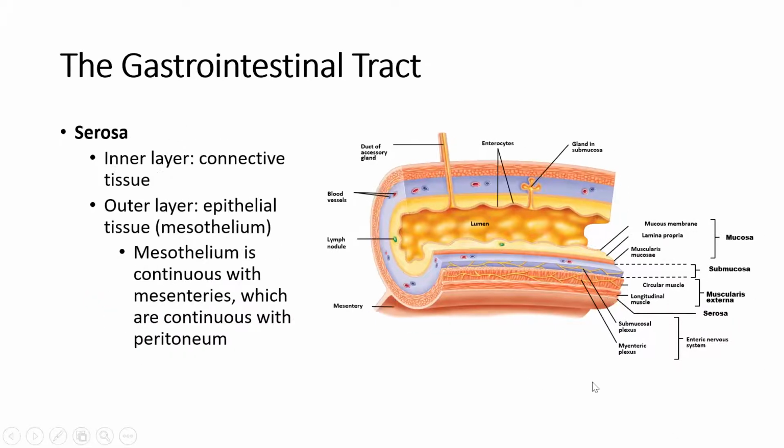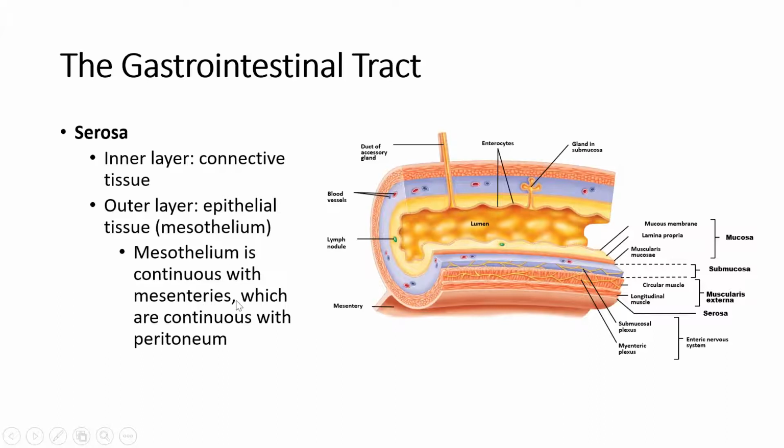Okay, so let's talk about the final layer here, which is the serosa. And the serosa is the connective tissue layer. It's going to be that serosal layer, that thin layer of epithelium, also called the mesothelium. This is the same thing as the peritoneum. And then an inner thinner connective tissue layer.